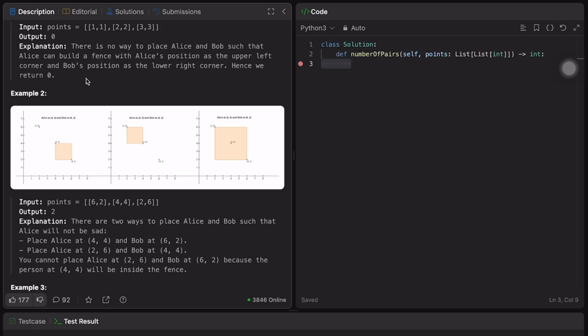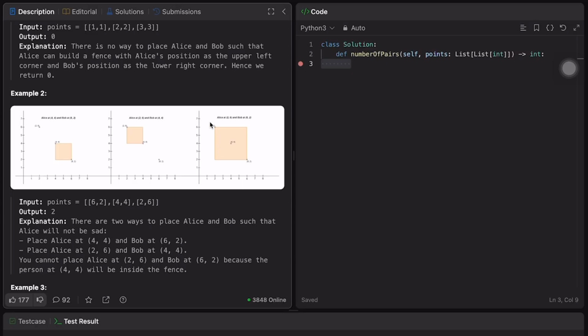If you watched yesterday's video, you will have a better idea of how we can approach it. Yesterday it was just point A and point B; here it is Alice and Bob. Let me go through this example: points 6 comma 2, 4 comma 4, and 2 comma 6.